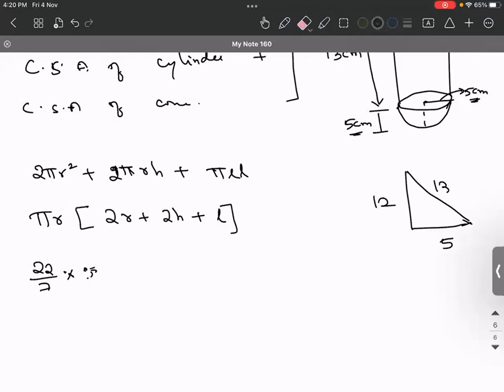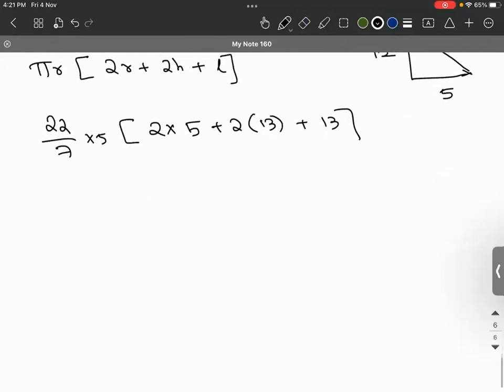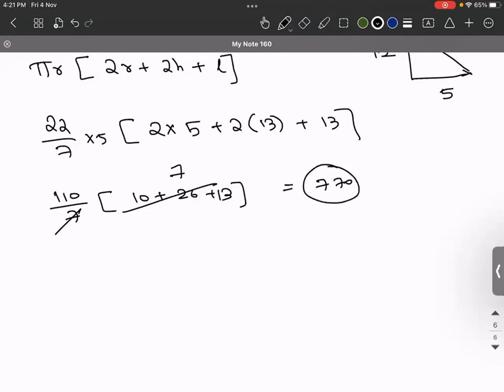22 by 7 into 5 into 2 into R is 5 plus 2, into height of the cylinder is 13 plus the length of the cone is 13. So 110 by 7 into 10 plus 26 plus 13. How much is this coming out to be? Is it 49? See how beautifully it is getting cancelled. It is going to be 7. It's going to be 770 centimeters square. Square, it's area, no?